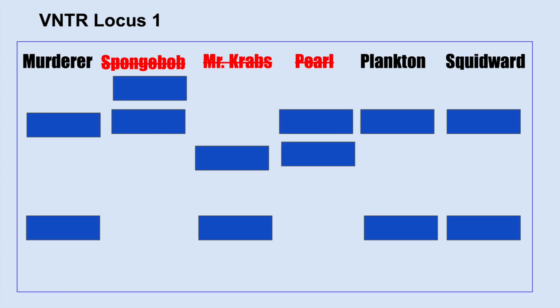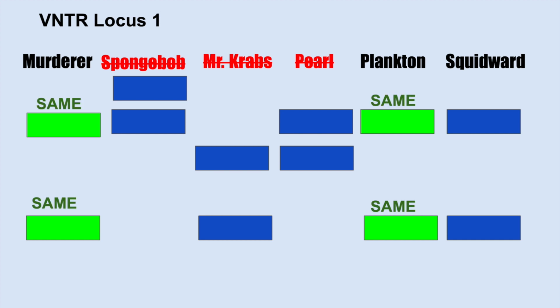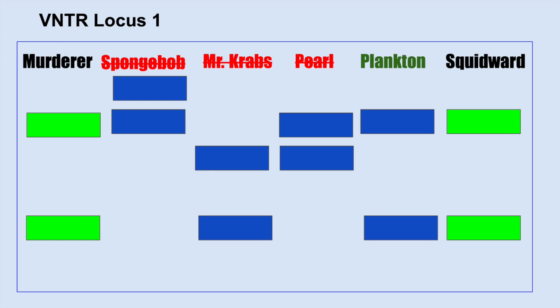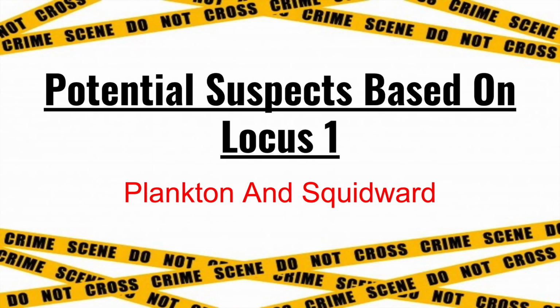Next on our suspect list is Plankton. Plankton shares the same banding pattern or alleles with the murderer. This means that he could possibly have committed the crime. We'll keep him on our list, but we can't determine if he is the murderer until we look at our next locus. Finally, we have Squidward. As we can see, Squidward also shares the same alleles in the VNTR locus 1 as Plankton and the murderer. This means he too is a prime candidate on our suspect list.